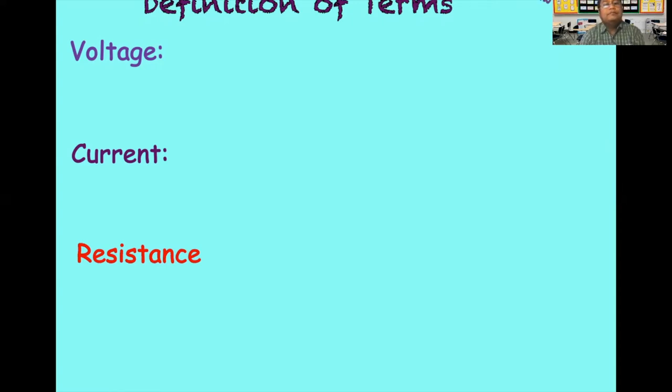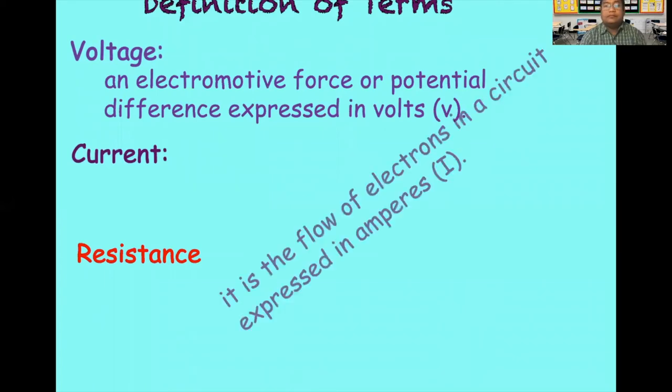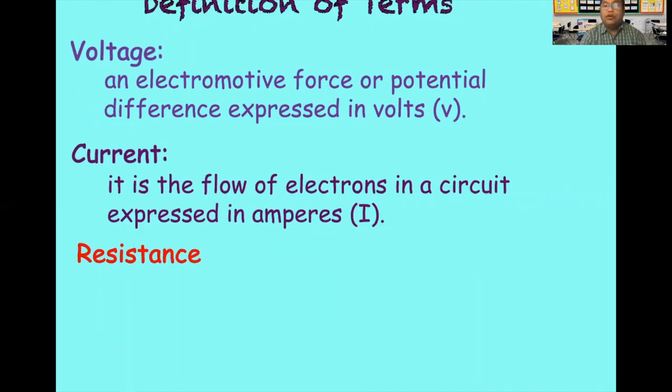Okay. Voltage is an electromotive force or potential difference expressed in volts, and the symbol is V. The current, it is the flow of electrons in a circuit expressed in amperes, and the symbol is I. And the resistance.